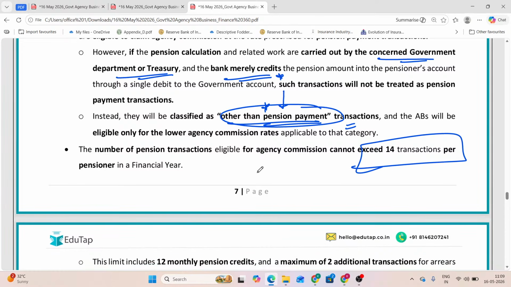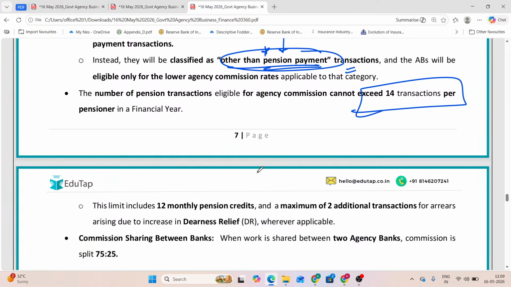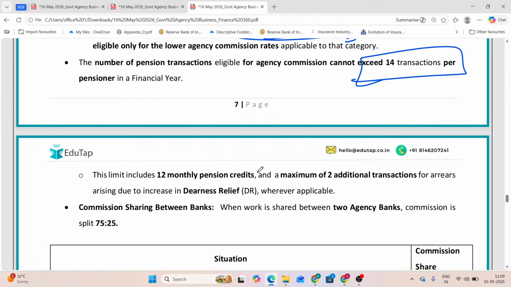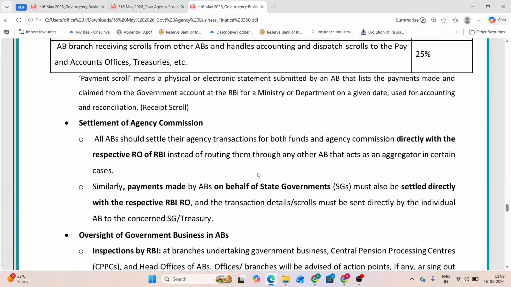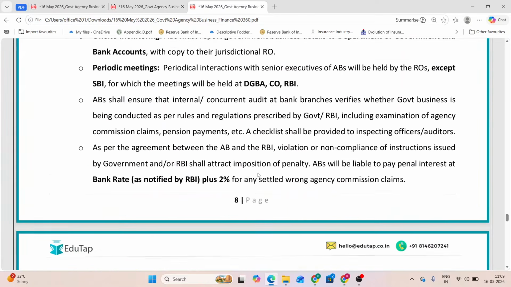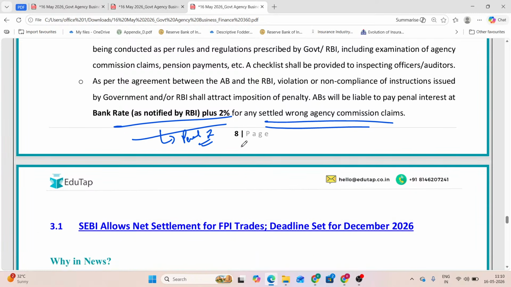Agency commission cannot exceed 14 transactions per pensioner in a financial year. So the number of pension transactions eligible for agency commission cannot exceed 14 per pensioner, 12 monthly and 2 additional transactions. The 75-25 ratio is also important. And the last important point was bank rate plus 2%, that is the penal interest that will be charged for any wrongly claimed agency commission. So these are the important points.